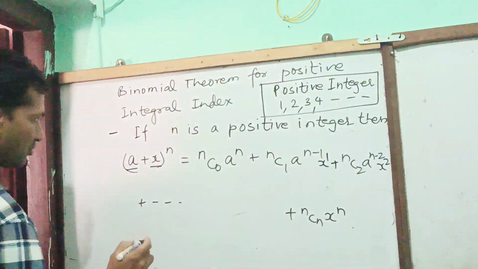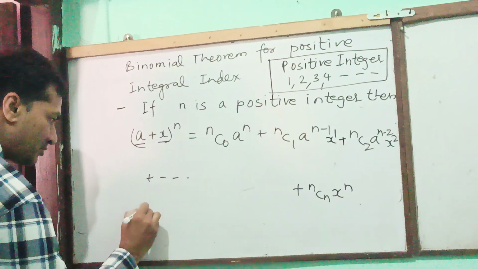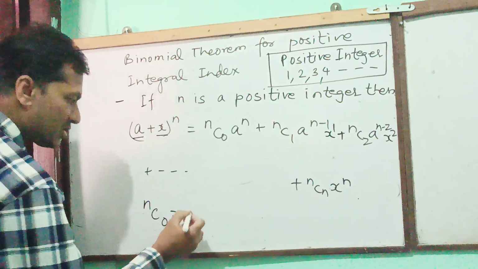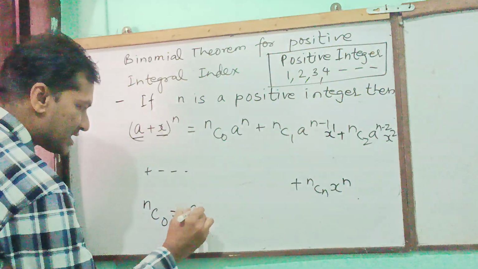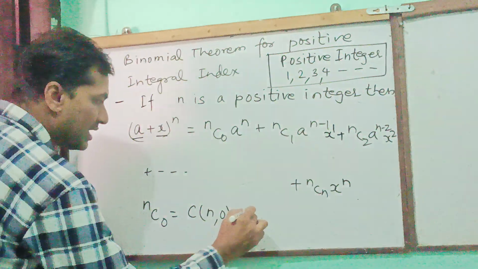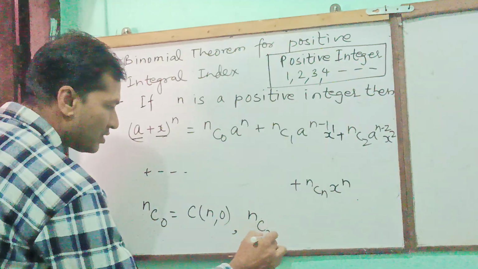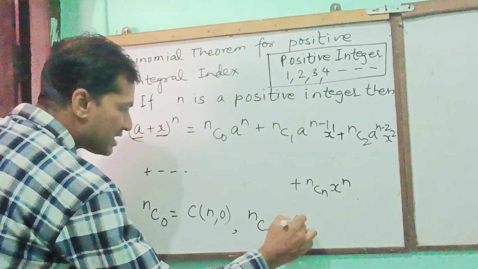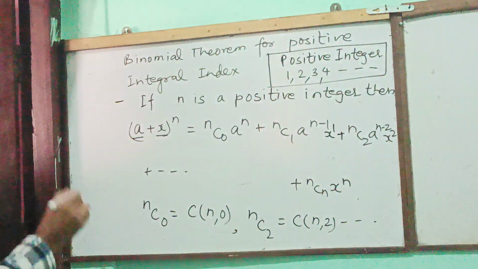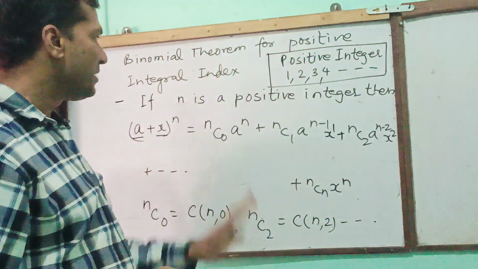And let us do one thing more over here. nC0 means combination. This also can be written as C(n,0). nC2 can be written as C(n,2), and so on. Okay, so this one is binomial expansion.